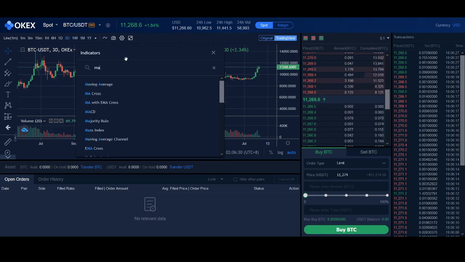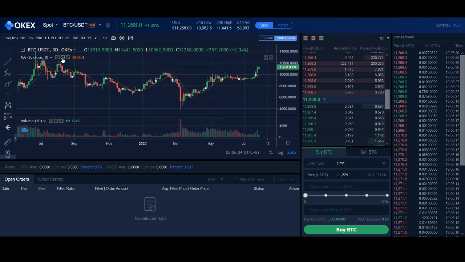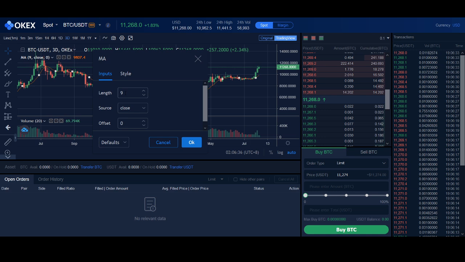What I personally look for is a trend change. So I look for higher highs and higher lows. You can put the indicator on. So if you're using OKEx, you could put on a 21 moving average.